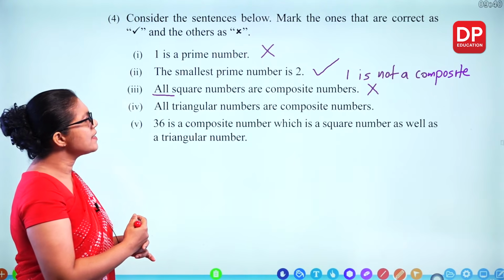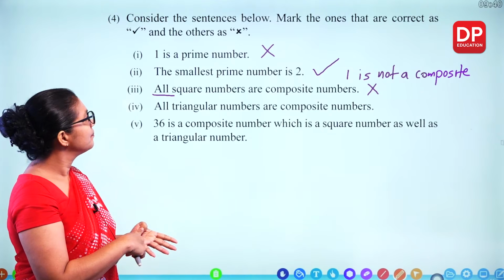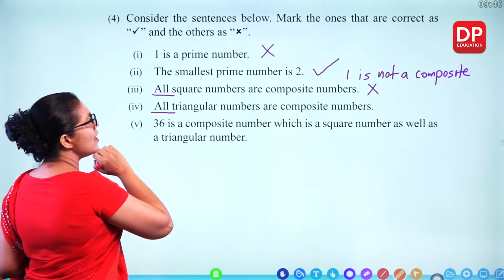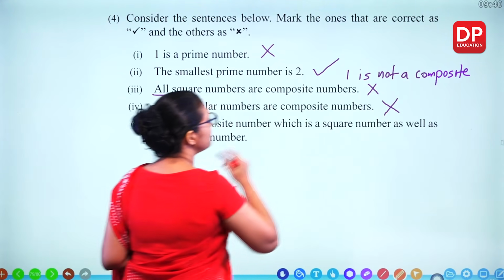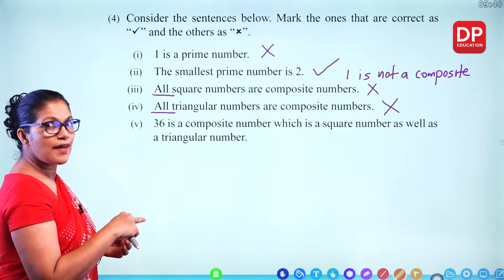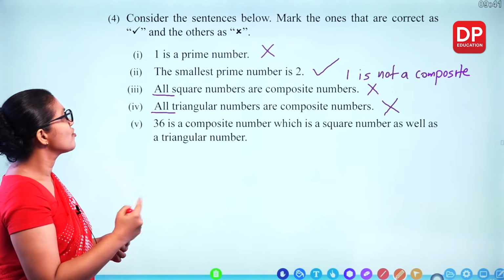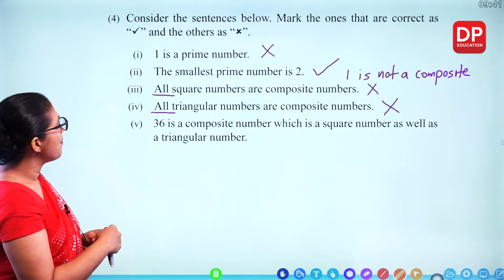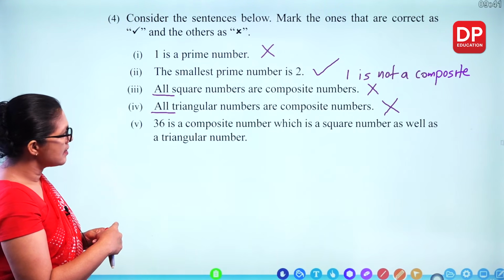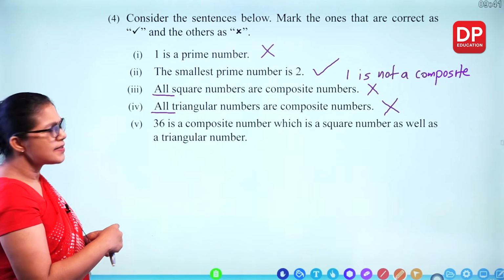All triangular numbers are composite numbers. 1. 1 is a triangular number, so you can't say all. And the next one, what's the next triangular number? 1 plus 2, that's 3. 3 is also not a composite number. 36 is a composite number. Yes, which is a square number as well as a triangular number. Is it a triangular number?